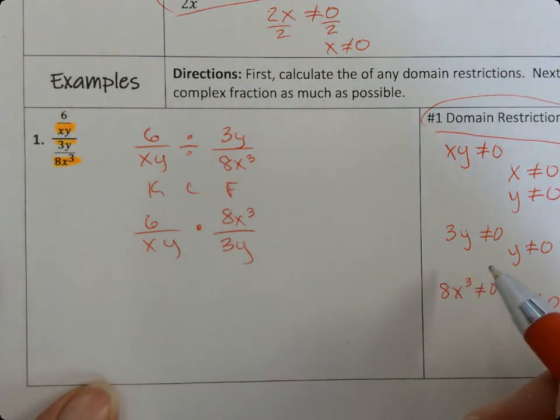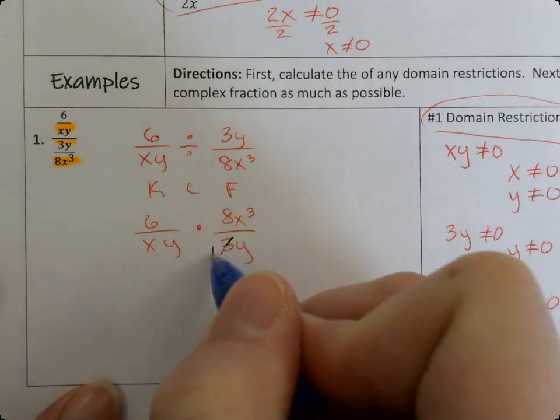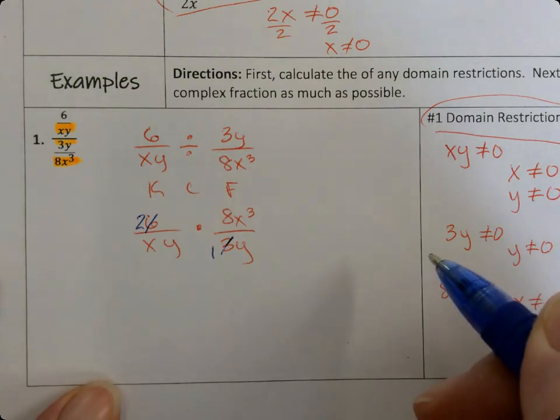Now you can cross cancel. So just like yesterday. And then what does cross cancel? Let's look at the numbers. 3 goes into here once and into here twice.